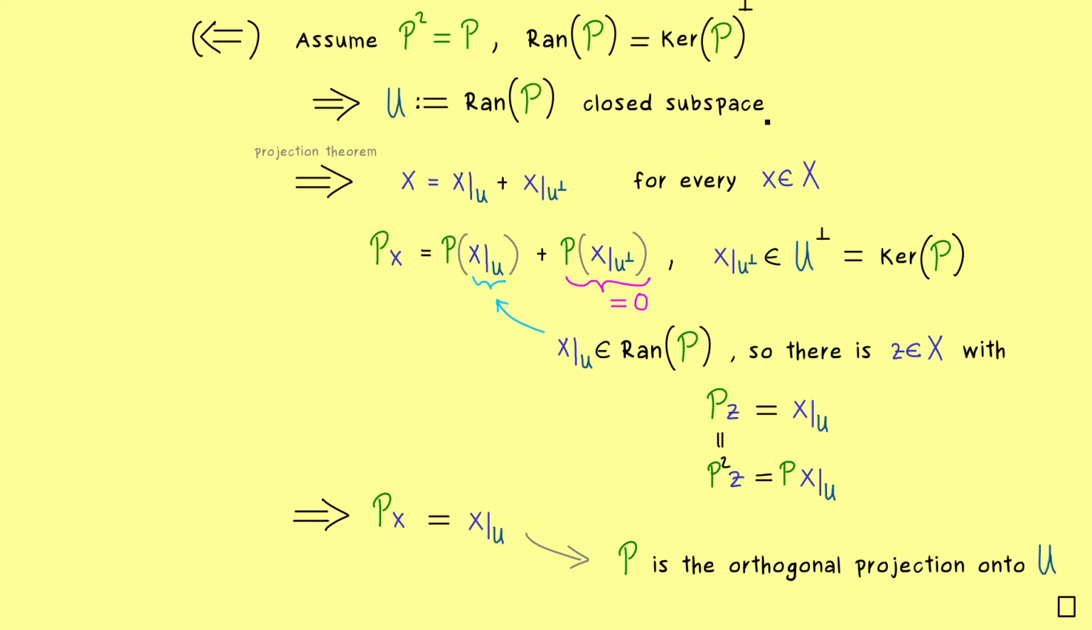And now the nice thing is that this last equation has something to do with self-adjointness of an operator. Therefore, we should definitely talk more about self-adjoint operators in the next videos.